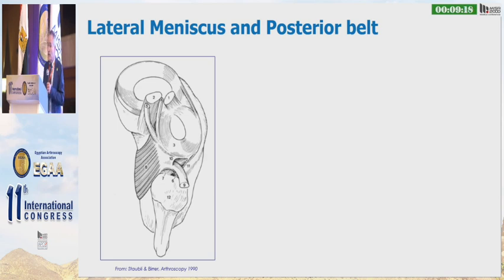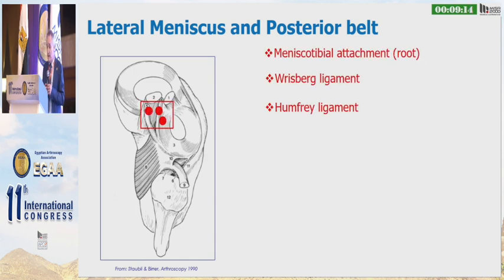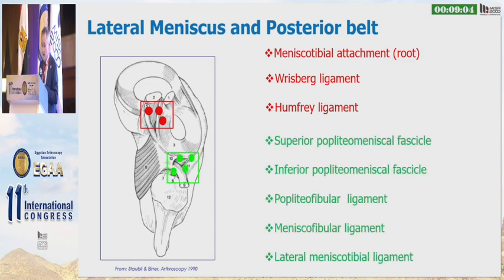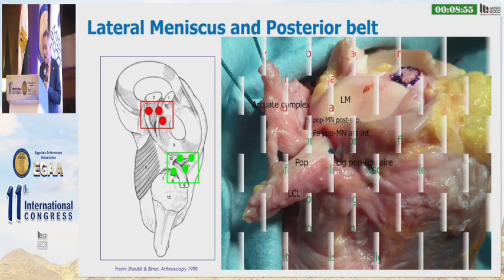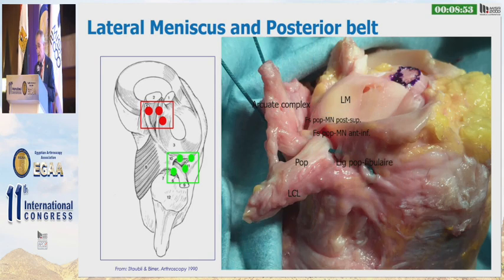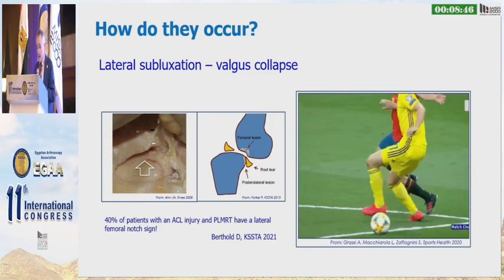Now, coming to the lateral side and the lateral meniscus, what we now call the posterior belt is constituted by the attachment of the lateral meniscus, the central part of the meniscus. You have already heard about it, including the root lesion. But not only that: we know that around the popliteus tendon there is the so-called popliteomeniscal complex that you can see represented here, with ligaments like the fibulomeniscal ligament and the meniscotibial ligament, that is concerned by the lesion.